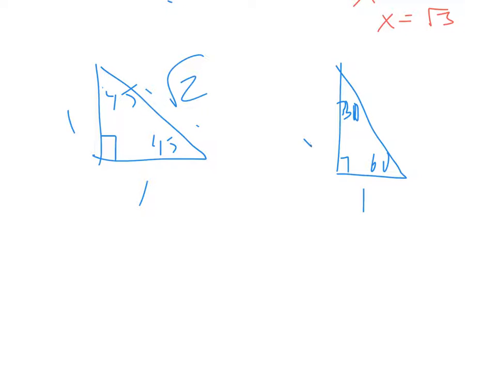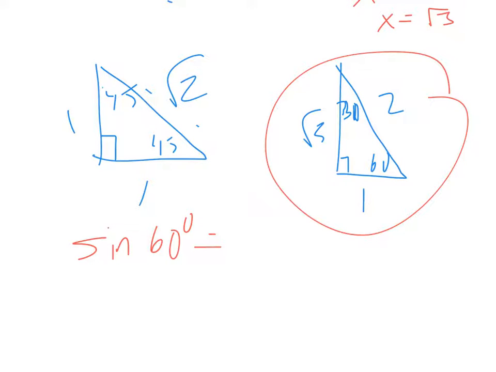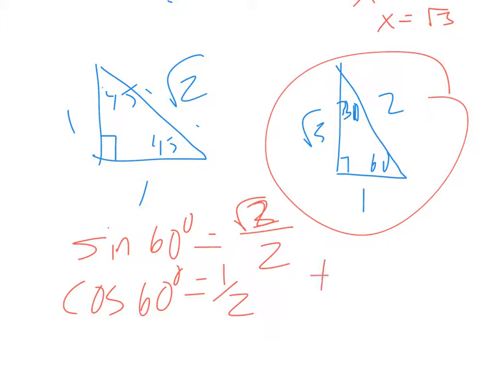Which would be 1, root 3, 2. And say I asked you to evaluate the trig functions, sine, cosine, and tangent for 60 degrees, for example. So if I asked you to do sine of 60 degrees, well, you'd go to this triangle here, and you'd say, okay, from 60 degrees, since it's sine, I'm going to do opposite over hypotenuse, root 3 over 2. Cosine of 60 would be 1/2, adjacent over hypotenuse, and tangent of 60 would be root 3 over 1, or root 3, opposite over adjacent.